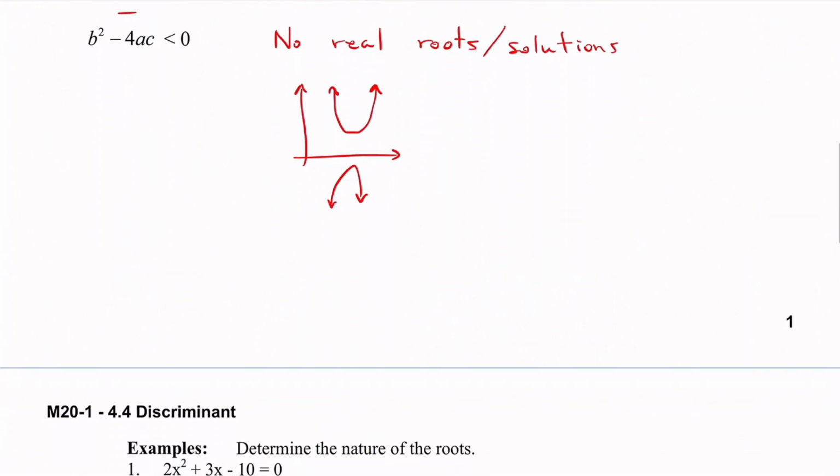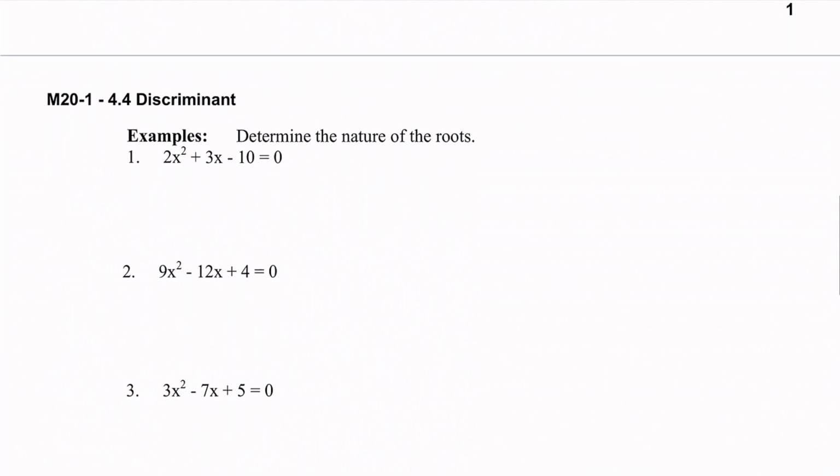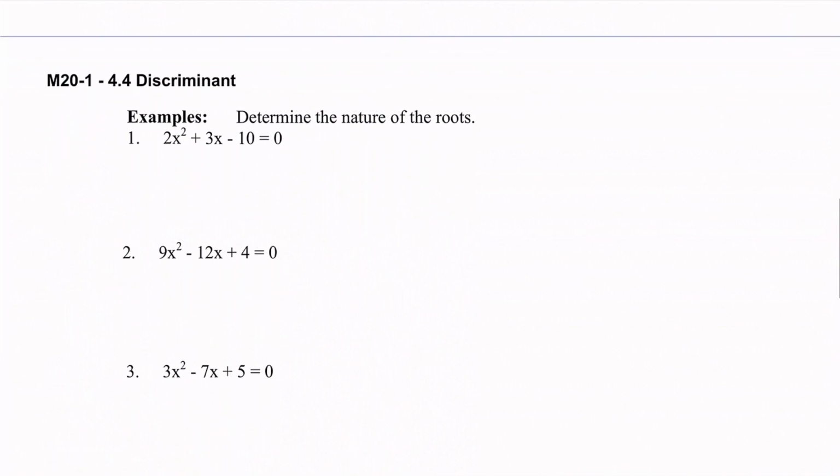So moving on from there, next we're going to do some examples where we determine the nature of the roots. And determining the nature of the roots, what that means is that you are going to tell me how many solutions. You're not going to tell me what the answers are. You're only telling me how many solutions there are. So there can be 0, 1, or 2. So that's your answer. 0 solutions, 1 solution, or 2 solutions. So we got 3 of those we're going to look at.